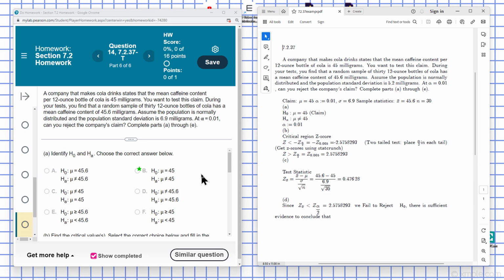Okay, the claim is that the mean caffeine content is 45 milligrams here. And that is your claim. You want to test to see if it's true or not, so the alternative will be not equal to 45. And there is the answer there.